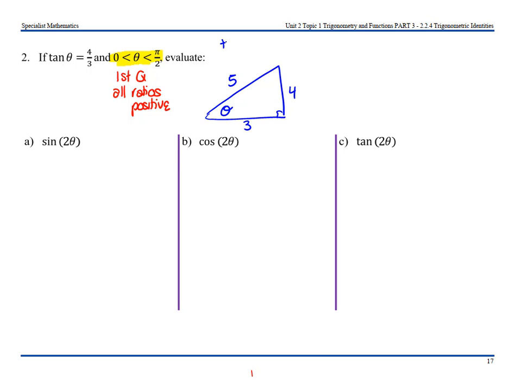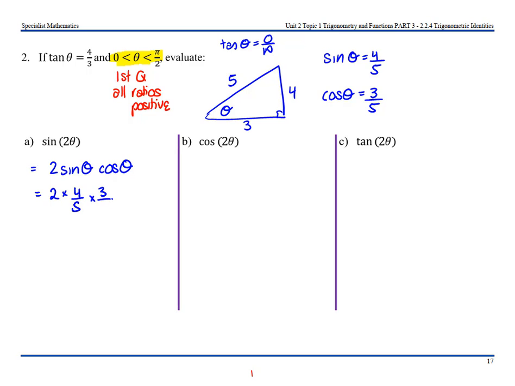Tan theta is opposite over adjacent. So that's your 4 over 3, and then your 5 is your 3, 4, 5 triangle. So sine theta is going to be 4 over 5, and cos theta is going to be 3 over 5. So sine 2 theta is going to be my 2 sine theta cos theta. Replace: 2 times 4 over 5 times 3 over 5, which is 24 over 25.